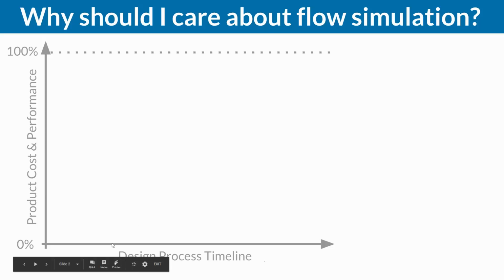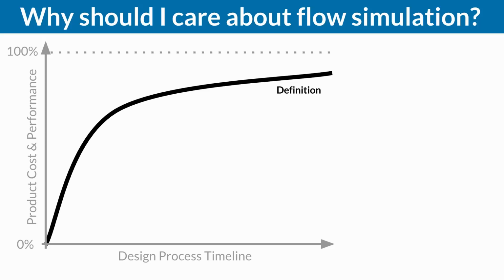On the bottom axis here, you can see the design process timeline. On the y-axis, you can see a qualitative measure for the cost your product will have, as well as its performance, so a mixed axis there. And if you think your design process through, what you're actually doing is defining the performance and the cost of your product, and the biggest amount of it is defined very early, right?